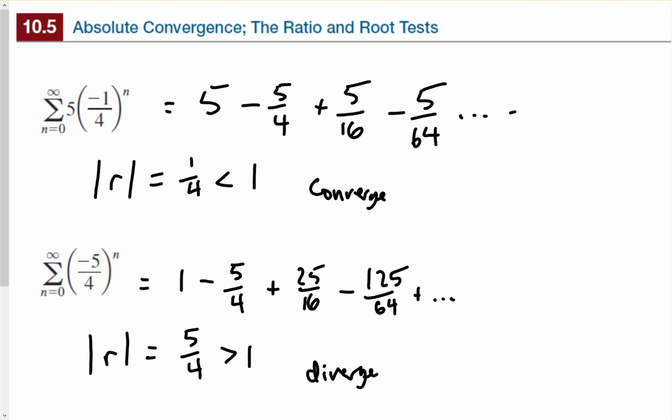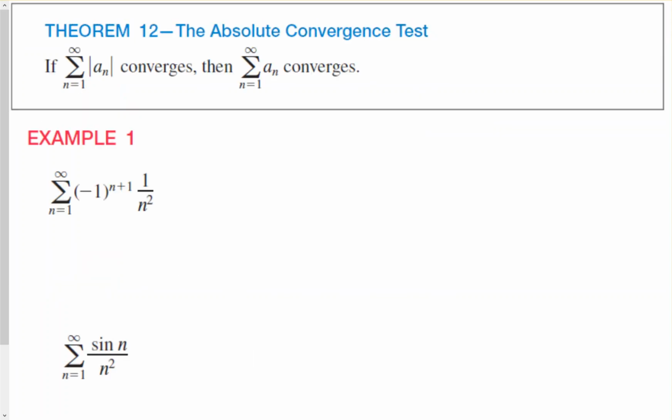Okay, so this notion of taking the absolute value of the common ratio will come in handy when we talk about the absolute convergence test. Okay. Absolute convergence test, we take the absolute value of our formula for the series, and then if that converges, we say that the original series converges.